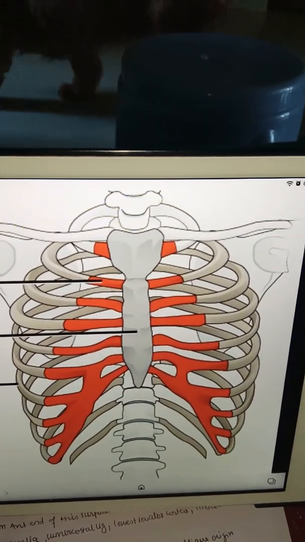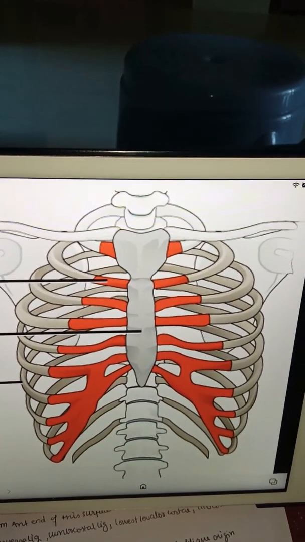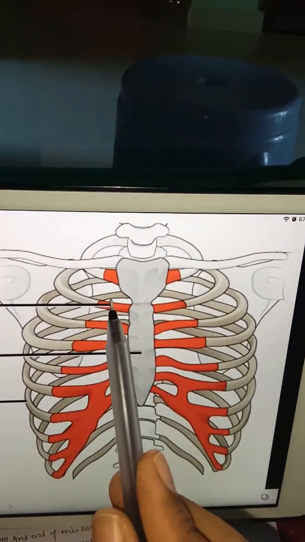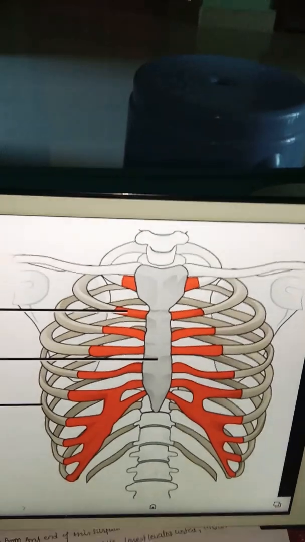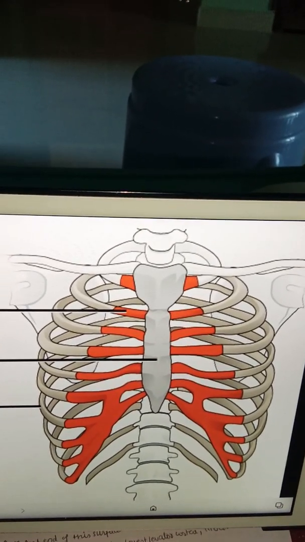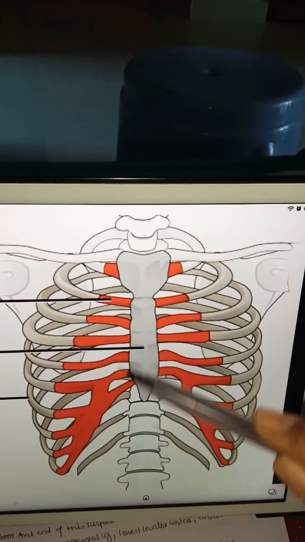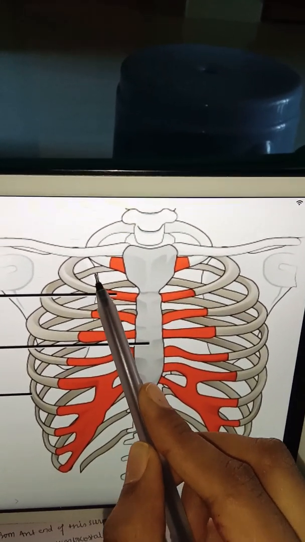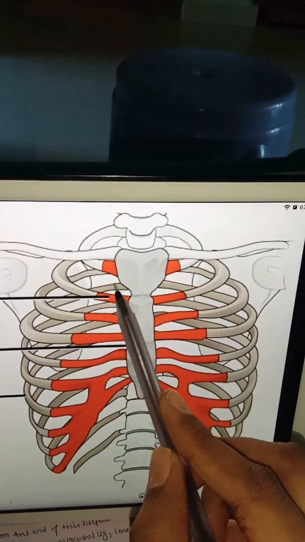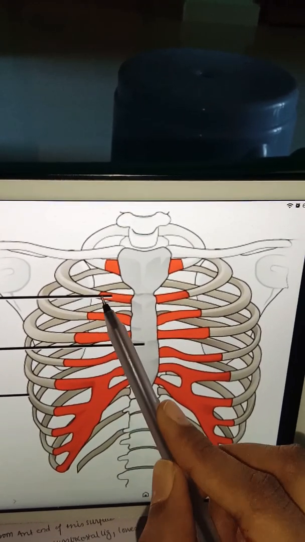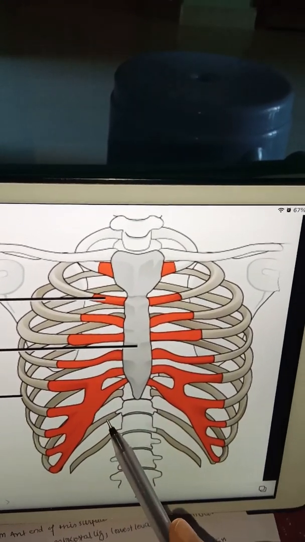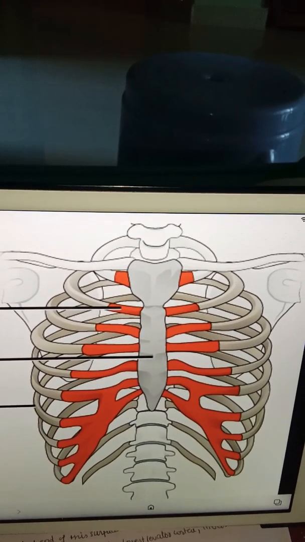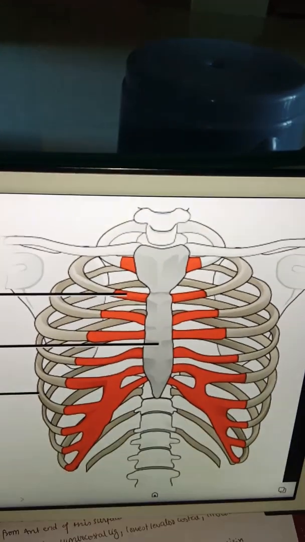And now we'll see about the borders. As we already discussed, the borders are superior and inferior border. Those superior and inferior borders give attachment to internal intercostal and also external intercostal. For example, internal intercostal will be here, external intercostal will be here. Like in between the intercostal space, they are arranged like that, attaching to either the superior border or inferior border. That is mainly internal intercostal and external intercostal.